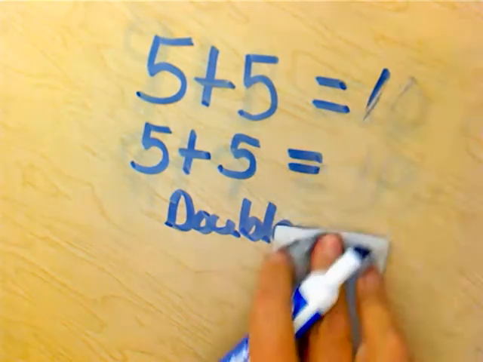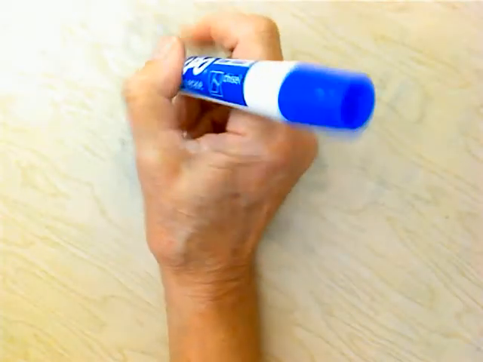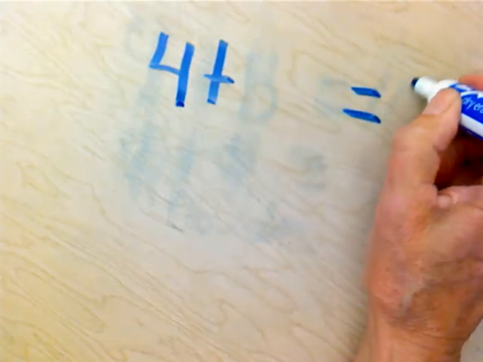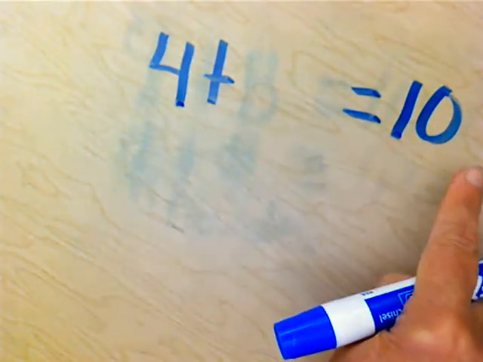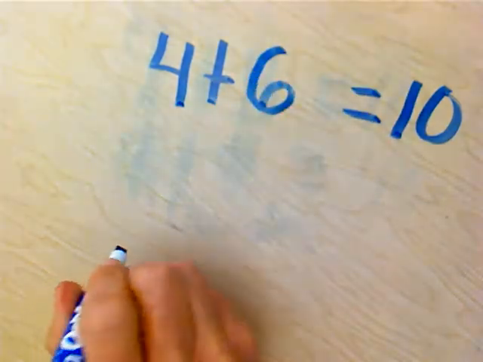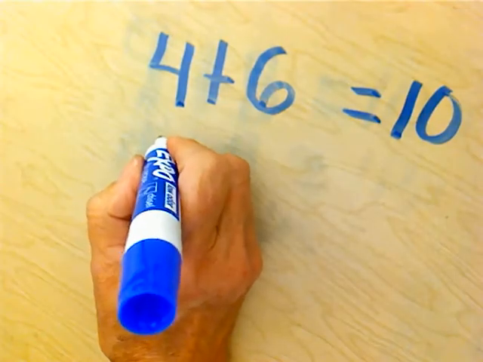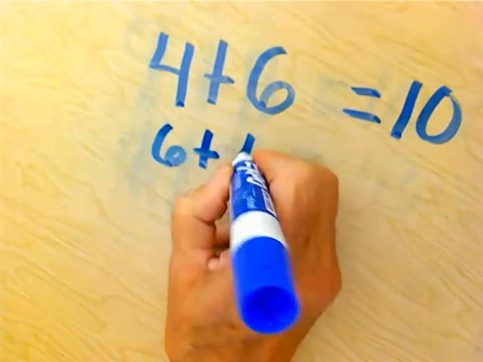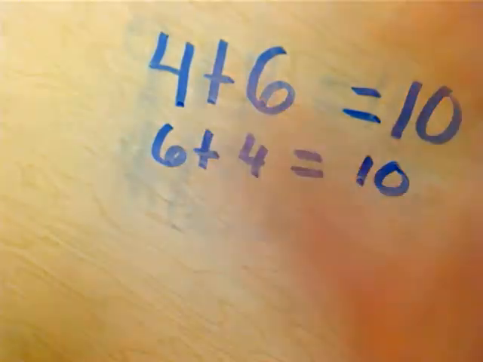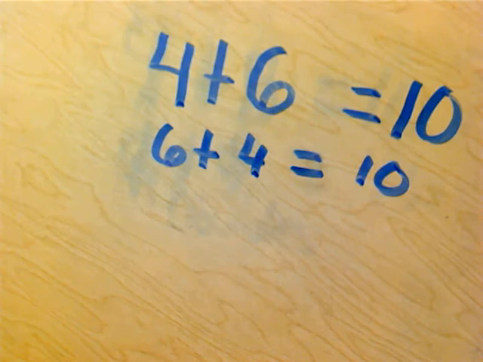All right, are you ready to try another one? Let's do 4 plus something equals 10. What would I have to add to 4 to get 10? If you said 6, you are right on the money. And of course, the commutative property of that would be 6 plus 4 equals 10. If you are catching on to this, I am very, very happy. That's wonderful. So we have done a couple of ways to make 10. We're not done yet, though.